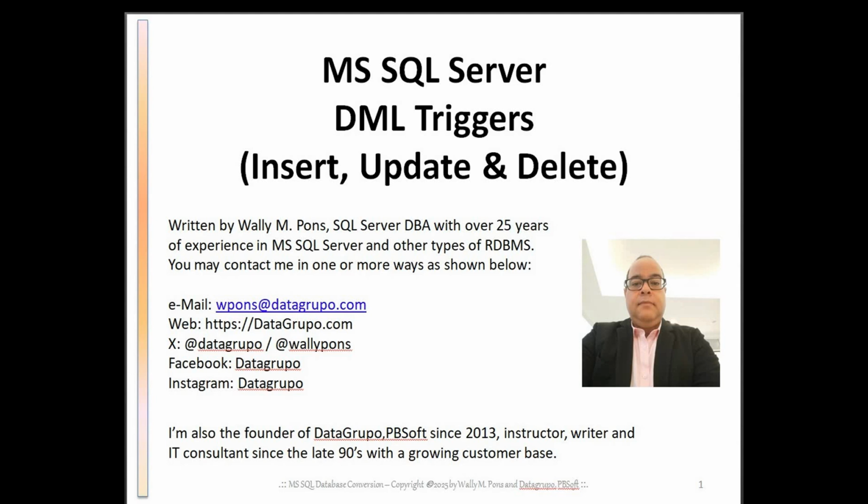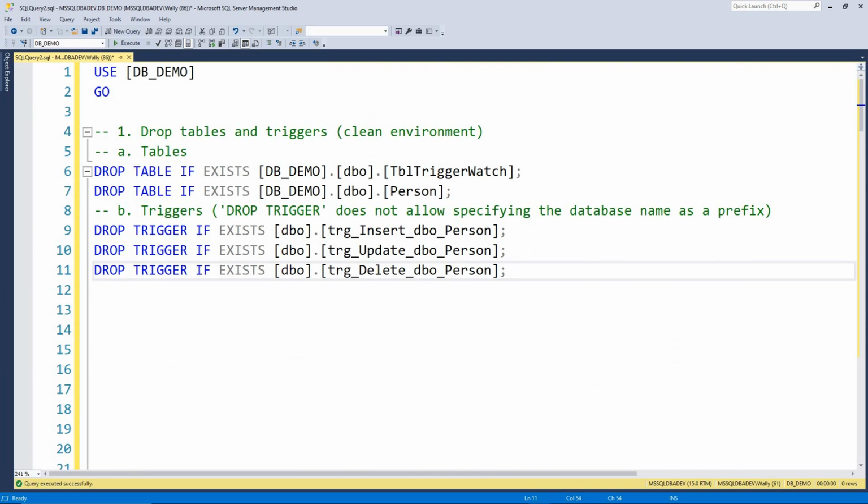Now, let's go see the triggers and the process. As you can see on my screen, we're going to be using the db_demo database. You can use your own database if you wish to do so. To test the triggers, we're going to have two tables. One is going to be called Table Trigger Watch, and the other one is going to be called Person.